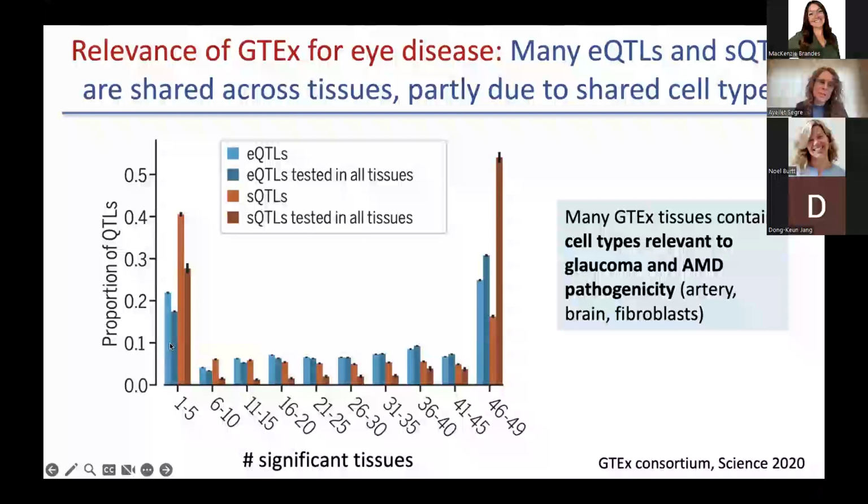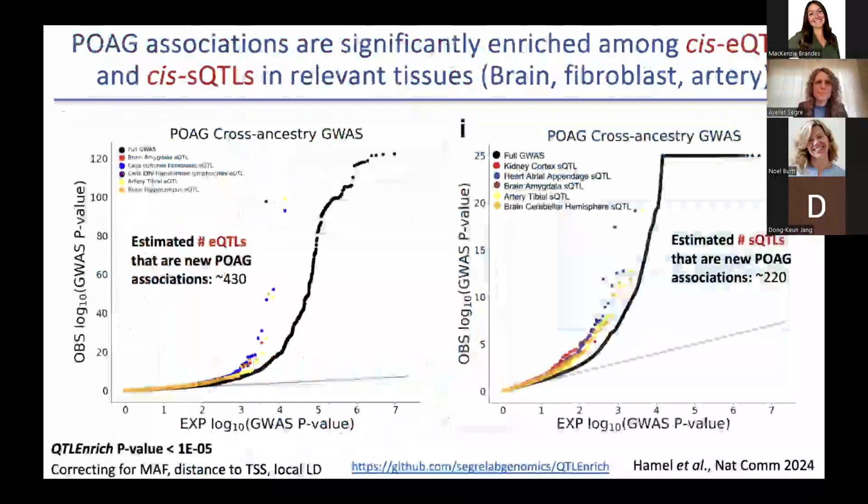And this is likely due to sharing of cell types across tissues, or to genetic regulation that's just shared across cell types and tissues. And in GTEx, there are various cell types that are relevant for glaucoma, such as the arterial tissues, brain tissues that have neuronal and neuronal support cells, and fibroblasts, as I'll show you later.